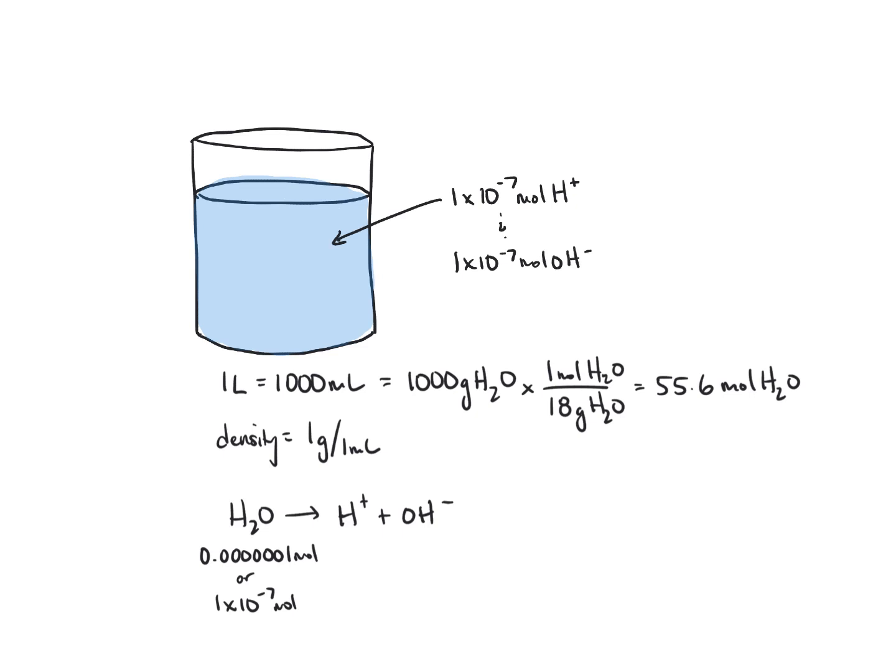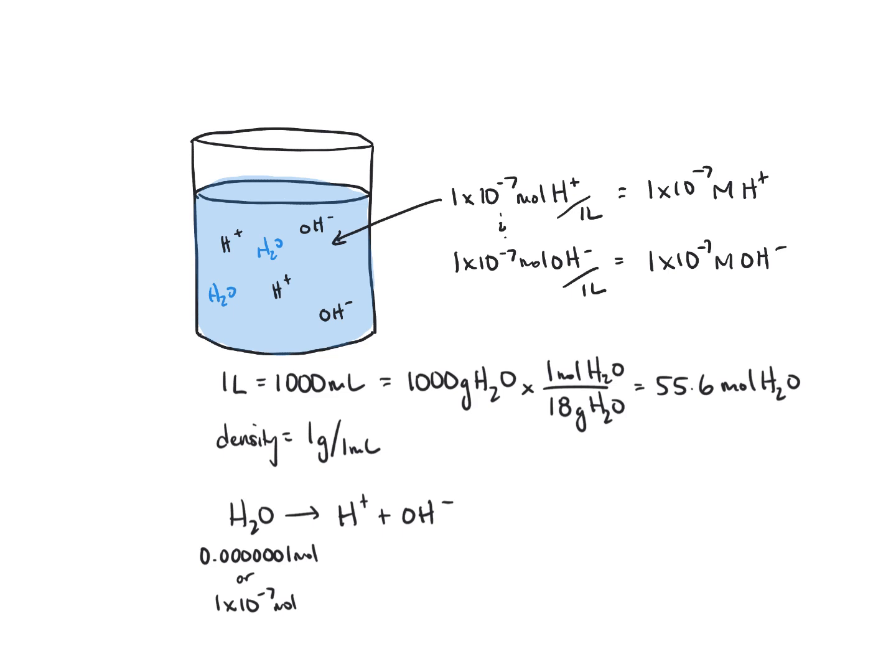Those are just floating around, randomly, amongst all of those tons and tons and millions upon millions of water molecules. So obviously the majority of it is H2O, but amongst those, we've got that 1 times 10 to the negative 7th. Now, since this is a liter, we can divide that by 1 liter, and we have a concentration of 1 times 10 to the negative 7th molar H+, and 1 times 10 to the negative 7th molar OH- in distilled water.